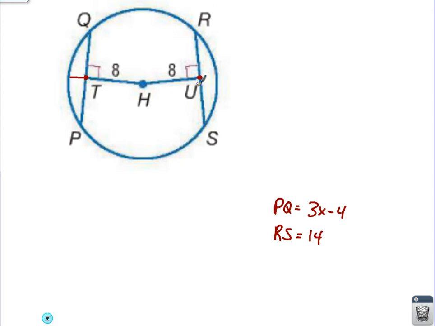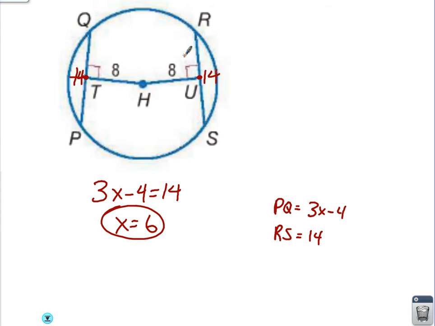So therefore, PQ and RS are the same. 3x minus 4 equals 14. Can anybody tell me what x is? Yep, x is 6. So therefore, the distance here is 14. The distance here is 14. If you wanted to know, the distance there is 7. The distance there is 7.